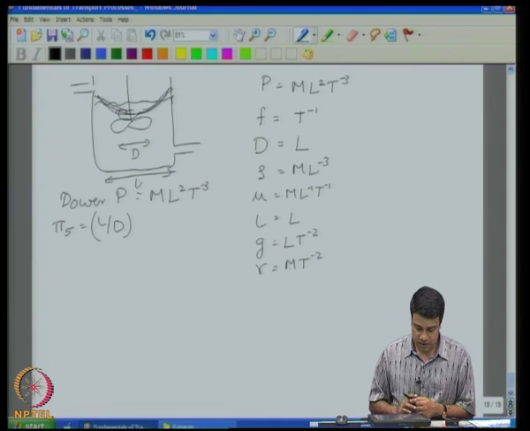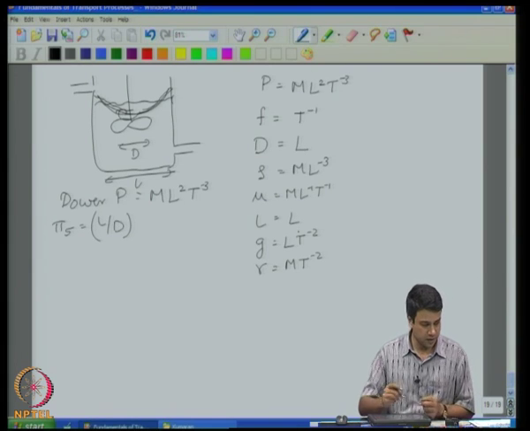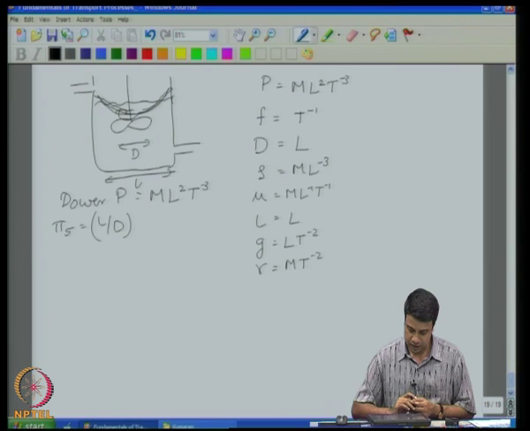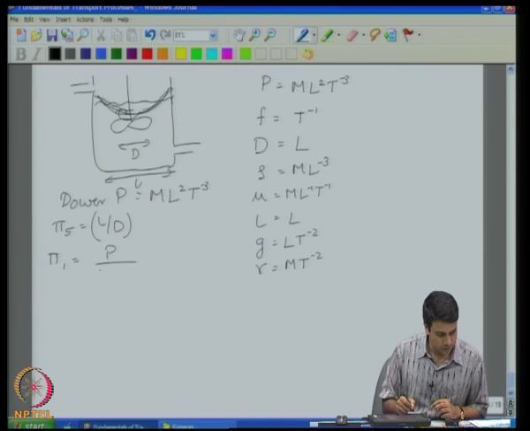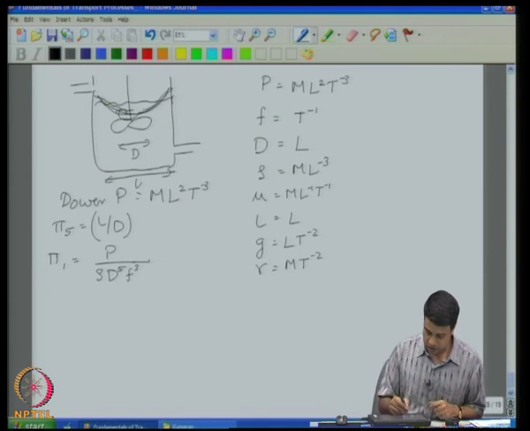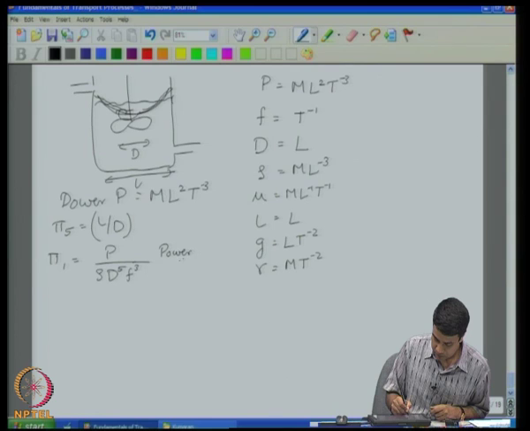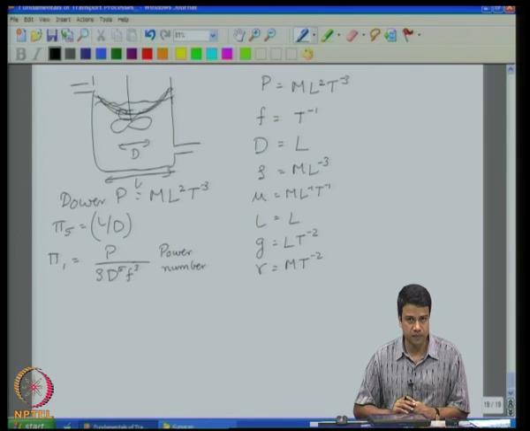And then there are 3 other dimensionless groups. One of them is the power itself. And the power I can scale by the frequency, the diameter, and either the density or the viscosity. If I were to choose the density to scale it, then my dimensionless group for the power is going to be equal to P by rho d power 5 f cubed. This is called the power number, which is the dimensionless power input to the system.